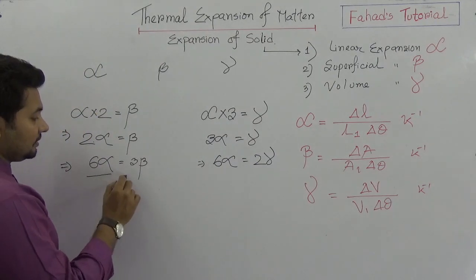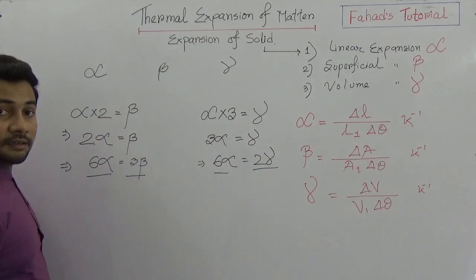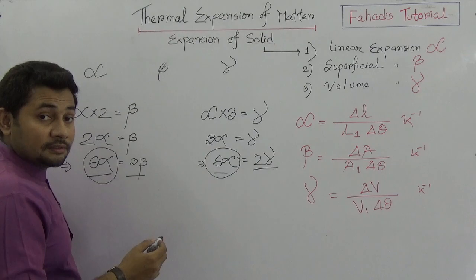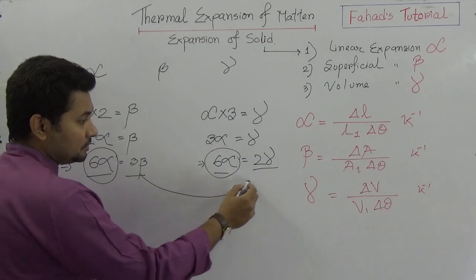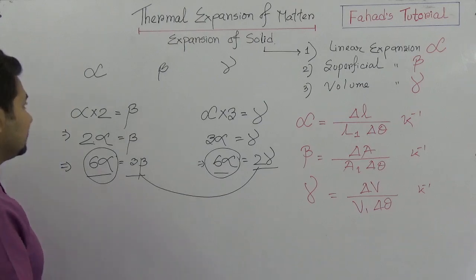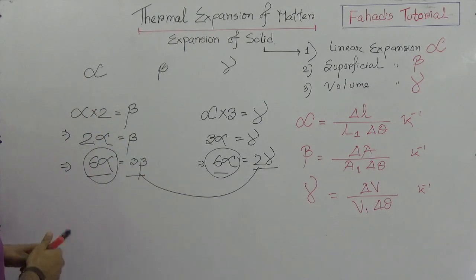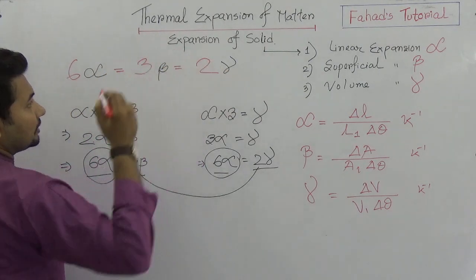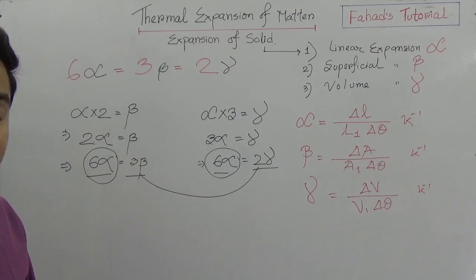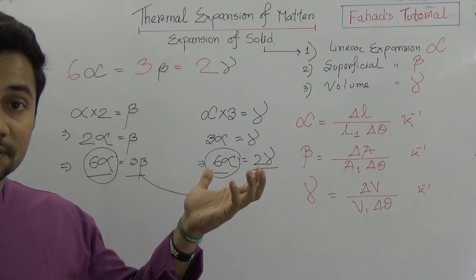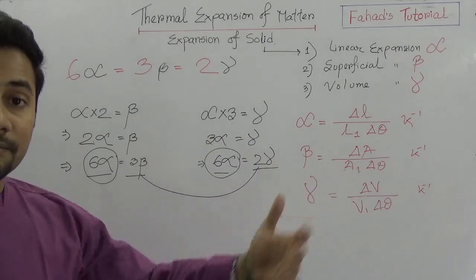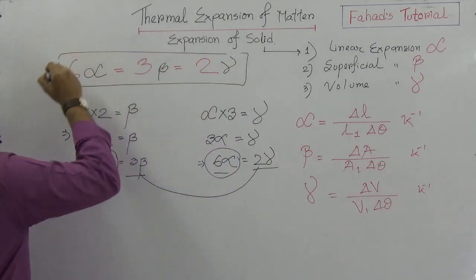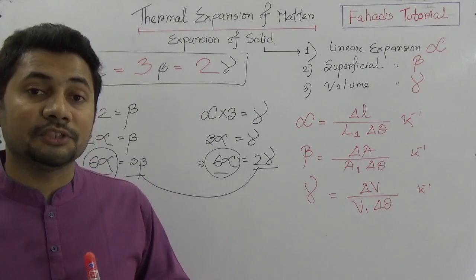So now if you say 6 alpha equals 3 beta and 6 alpha equals 2 gamma, it means that we got a common quantity, 6 alpha, on both sides. So 3 beta and 2 gamma are equal. So right now I can say that 6 alpha equals 3 beta equals 2 gamma. And I hope you really understand the relations between these coefficients of linear, superficial and volume expansion. And this is the equation that we need to use in mathematical problem solutions.